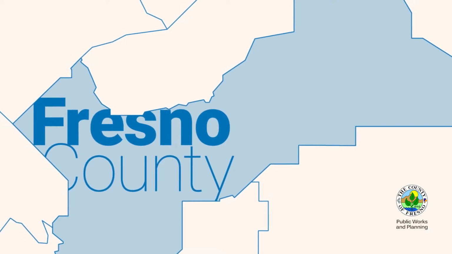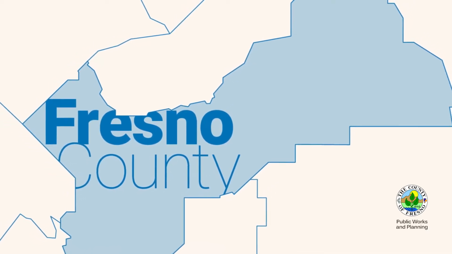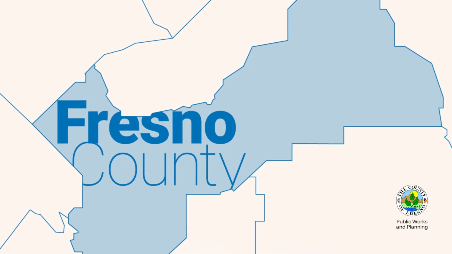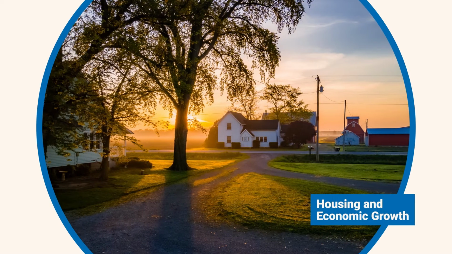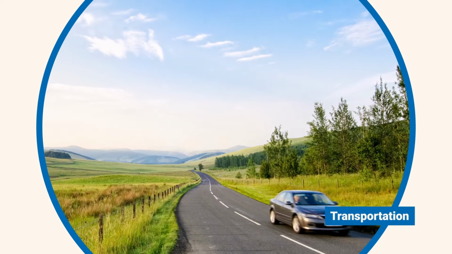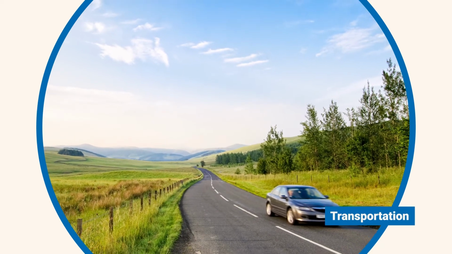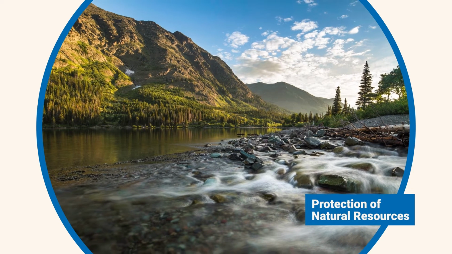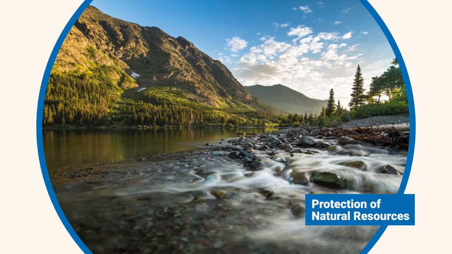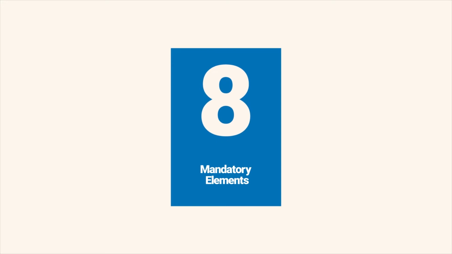Here in California, each city and county is required to prepare and maintain a policy document called the General Plan. A general plan guides jurisdictions, like Fresno County, for planning things like housing and economic growth, moving goods and services through transportation, and the protection of natural resources, such as agricultural lands, rivers, and streams. To do so, the general plan must cover these 8 mandatory elements.